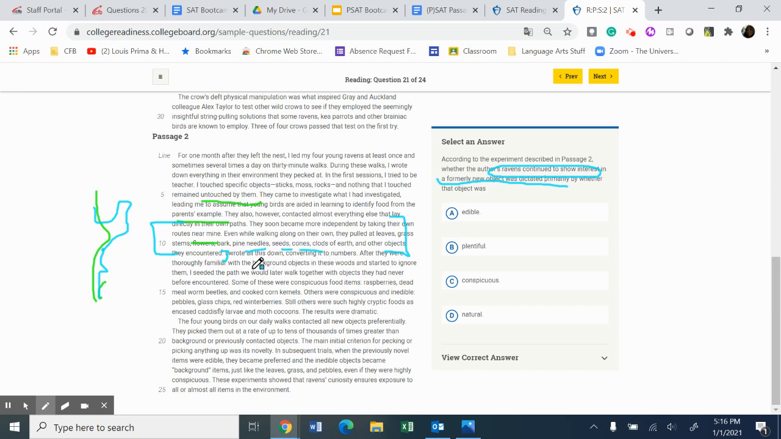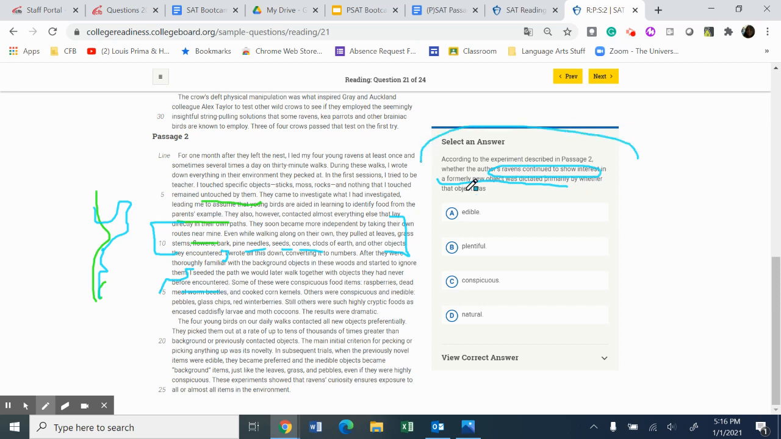Okay. I wrote all this down, converting it to numbers. After they were thoroughly familiar with the background objects in these woods and started to ignore them, I seeded the path. Okay, wait a minute. We're getting into something new. There's new information here. I seeded the path we would later walk together with objects they'd never before encountered.